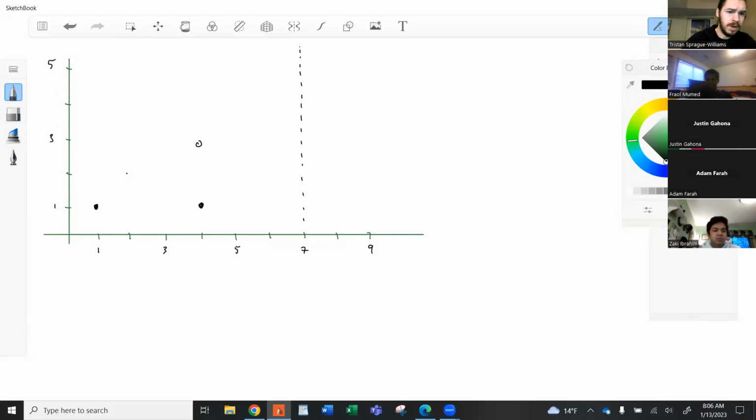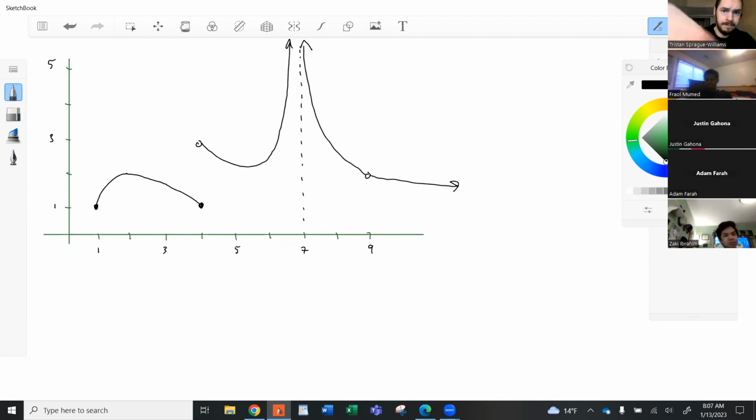So what I want to do is go kind of like that. And go maybe like that. Ooh, and then let's make a hole right here. Go like this. There we go. So this is our function. This is the graph of f of x. It's a pretty wacky looking function.